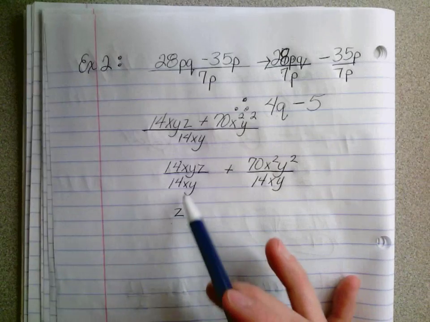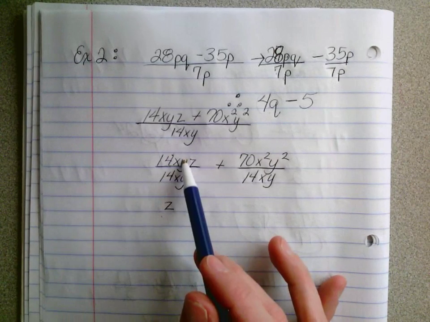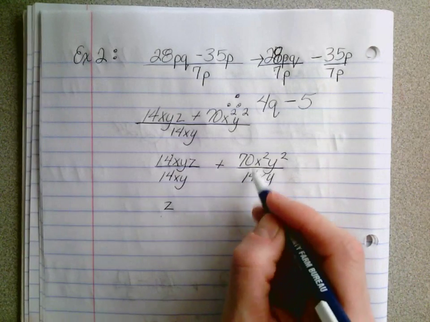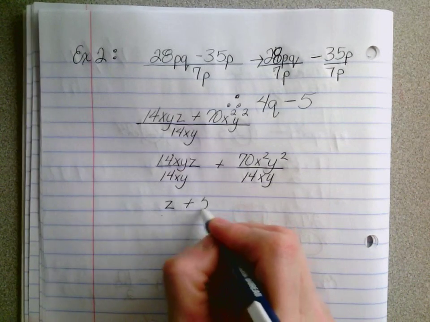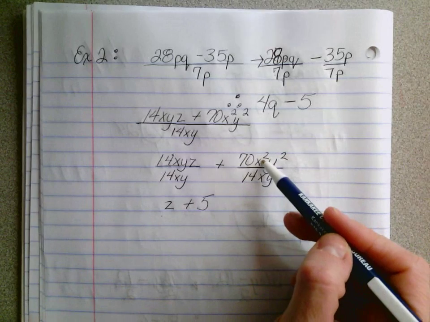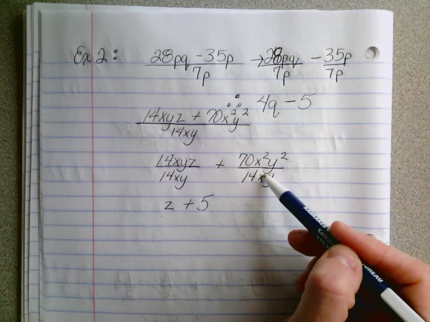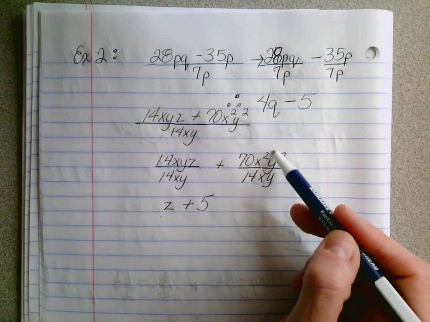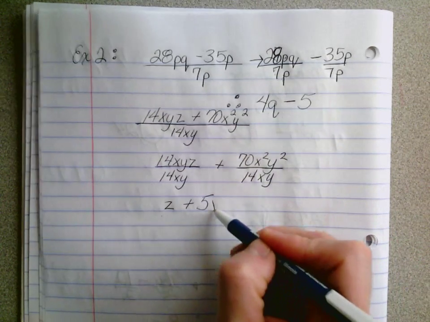Multiply the quotient by the divisor to get the dividend. 70 positive by 14 positive is a positive 5. X to the second divided by x to the first. You guys remember the rules for exponents? If you have the same base, you subtract, which means x.